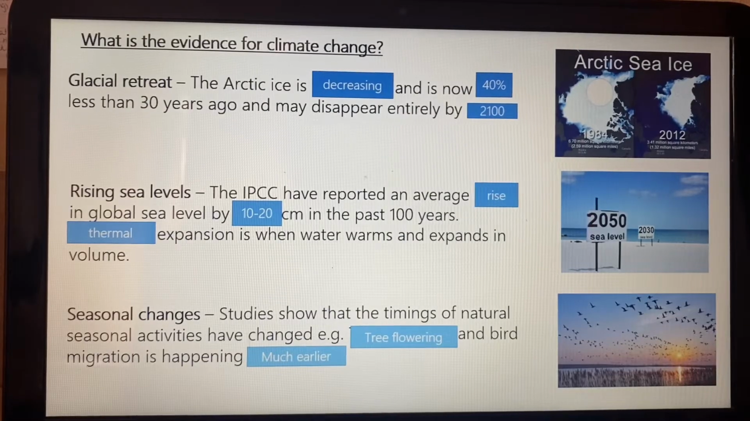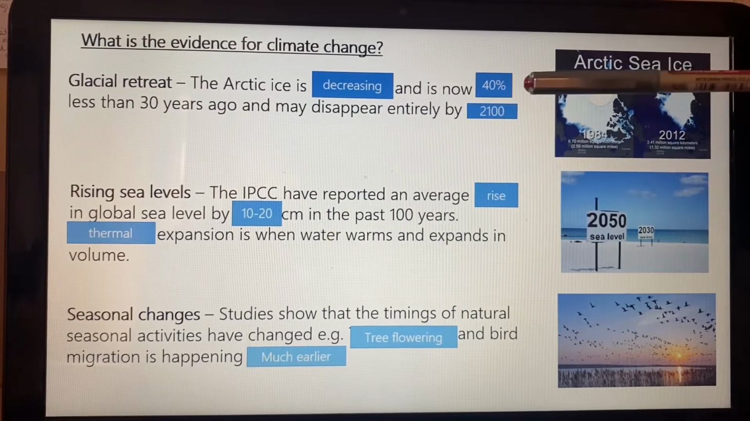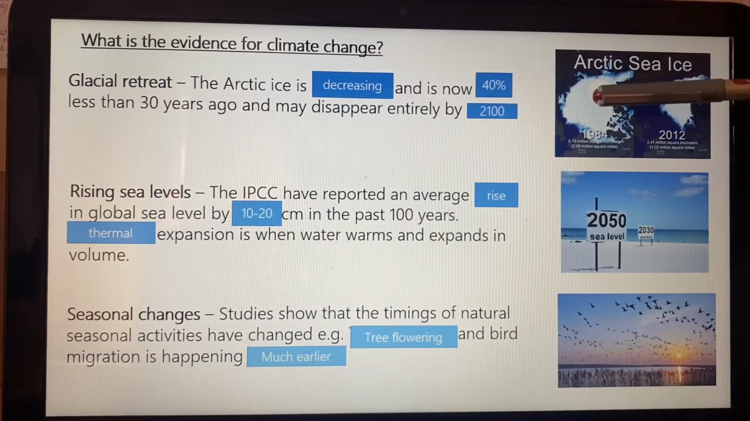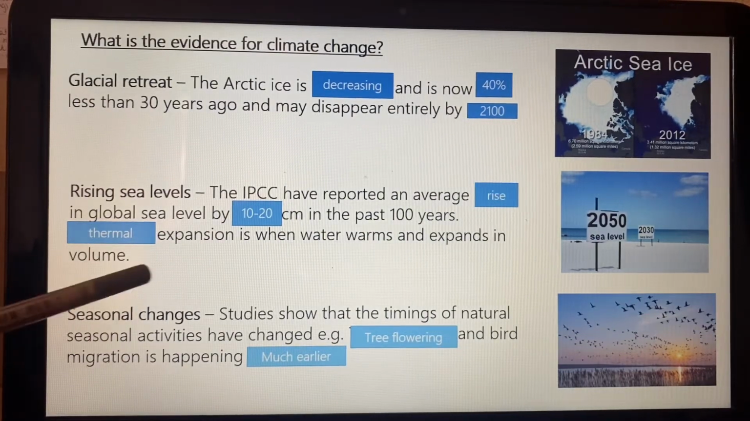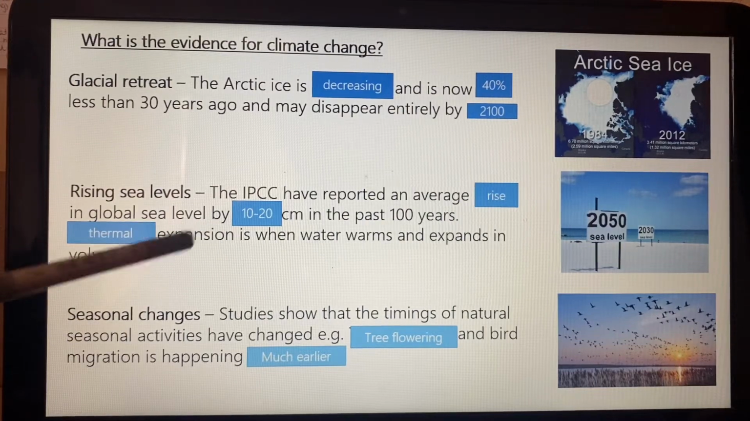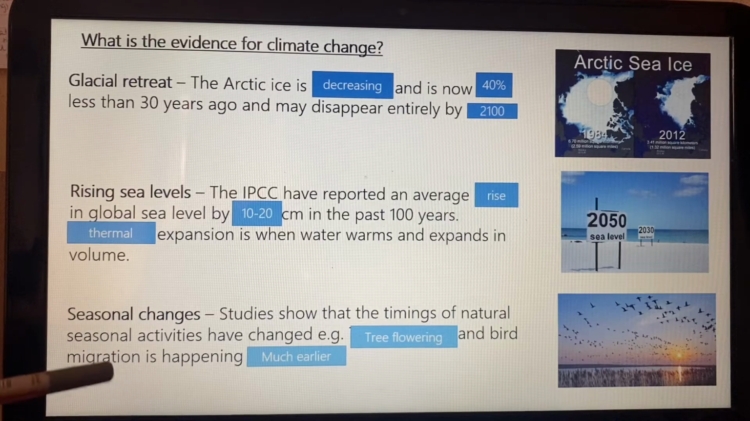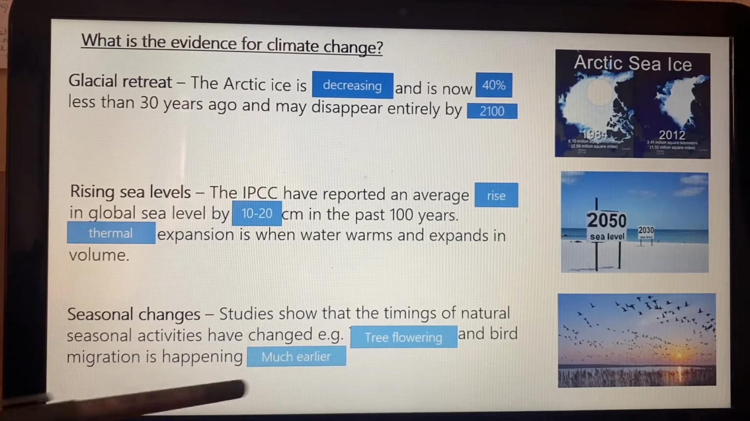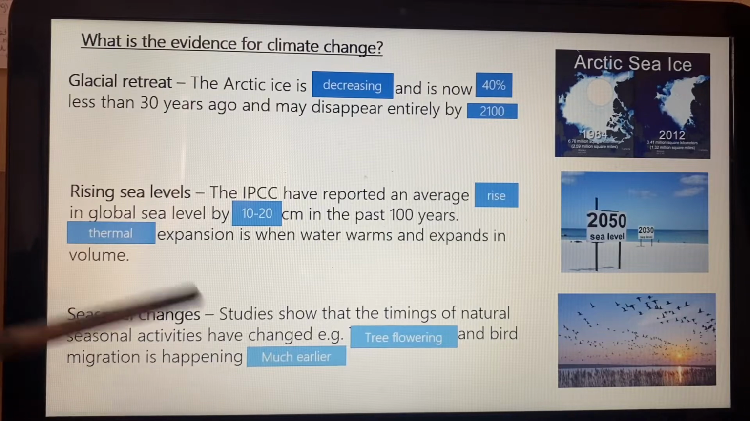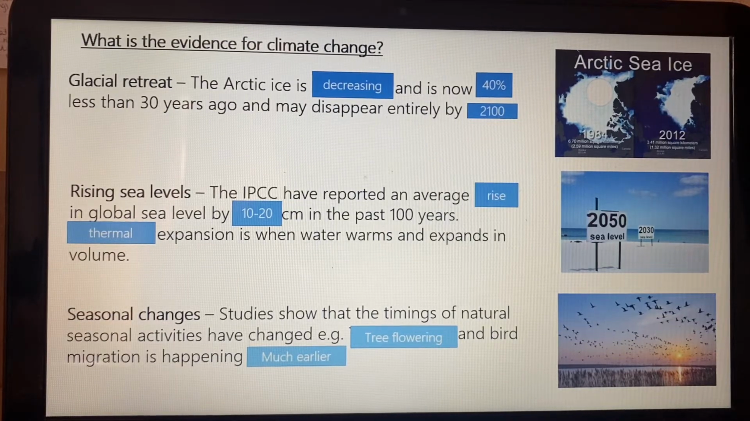This one is more about the stats you need to know, if you get a question about the evidence of climate change. The Arctic ice has seen an almost 40% retreat in ice sheets and could entirely disappear by 2100. For rising sea levels, reports have suggested a global rise of about 10 to 20 centimeters in the past 100 years. Seasonal changes have shown that tree flowering and the migration of certain animals like birds are happening much earlier, and these are all signs that climate change is impacting different parts of the world in different ways.